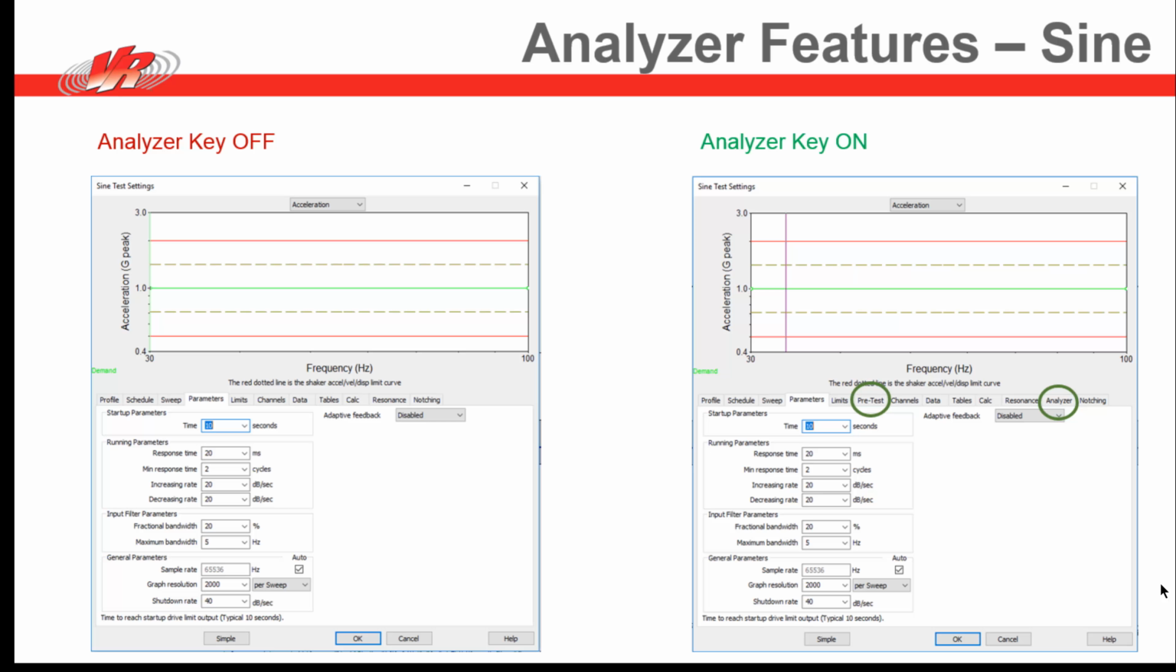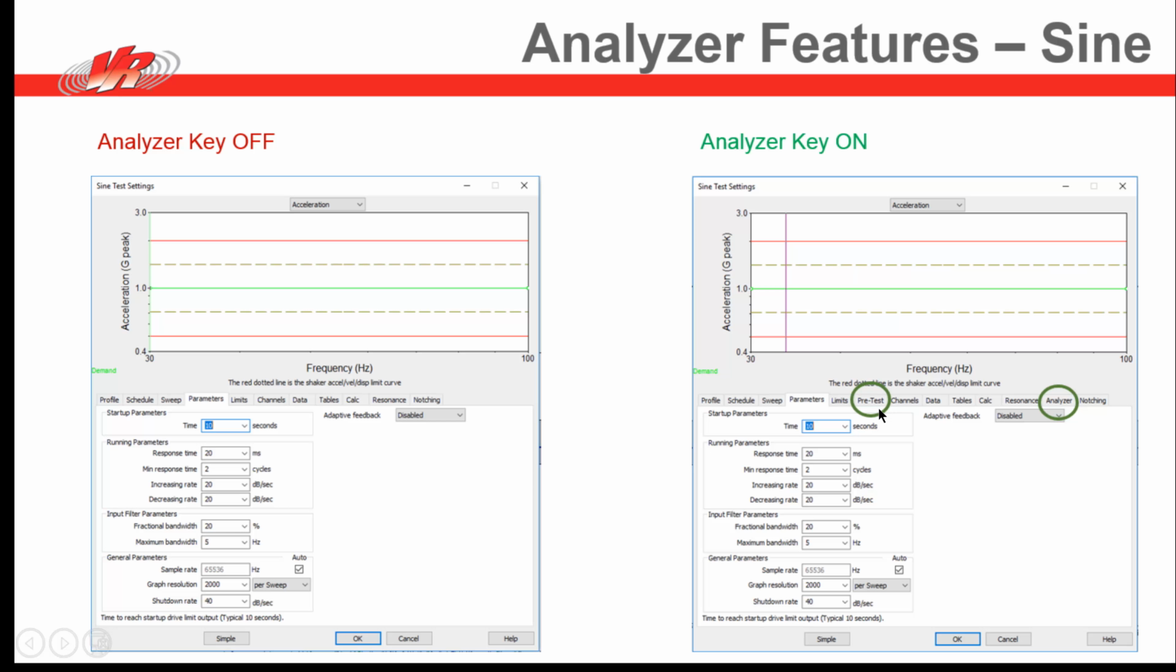Here are a couple screenshots of the software. On the left is a sine test and the tabs that are available to you when the analyzer key is turned off. And you'll see the various tabs that are available. But when we turn on the key, when you purchase that analyzer feature, you get a few additional tabs. One is the pretest tab and the other is the analyzer tab.